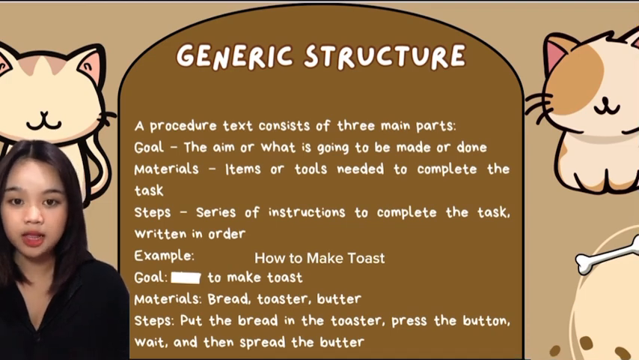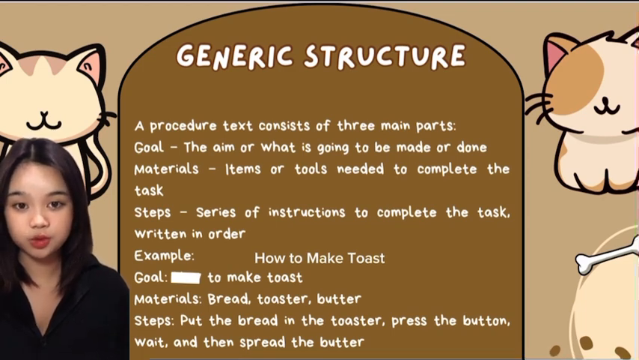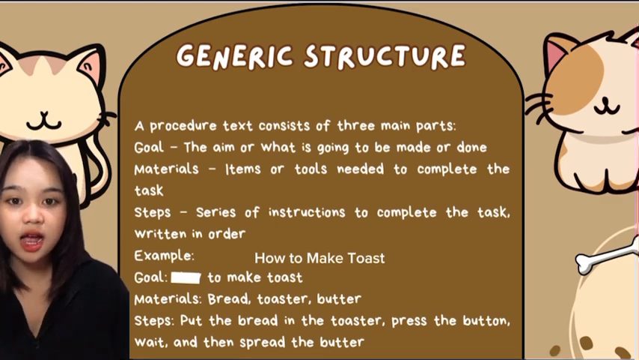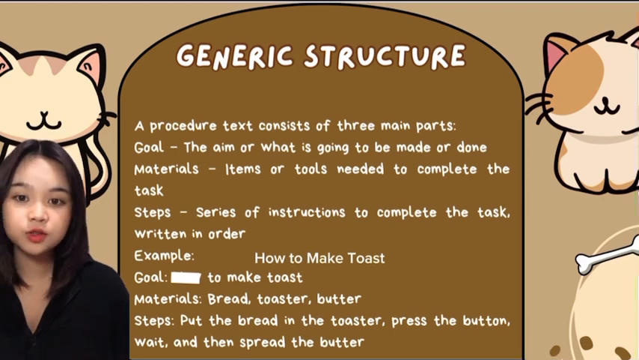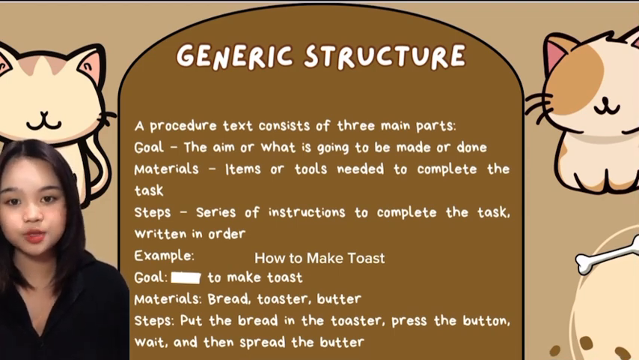For example, if the title is How to Make Toast, the goal is to make toast. The materials are bread, toaster, and butter, and the steps will be explained in sequence.